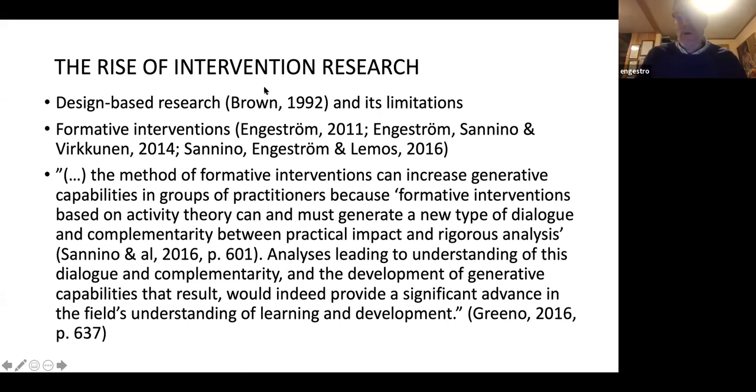This type of recognition should be seen as a starting point for increasing dialogue between various, let's say, approaches that share the interest in generative research that goes beyond the status quo.